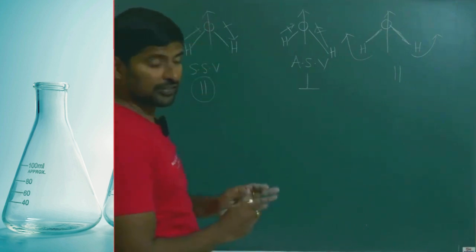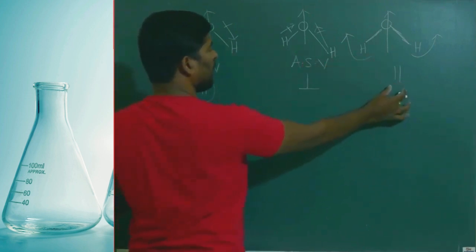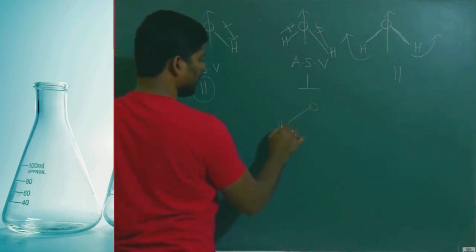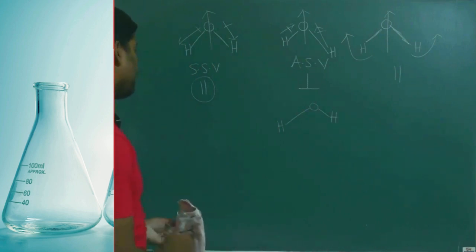Here, this is the principal axis we have. With respect to the principal axis, we have to rotate it. So same, we will get parallel vibration. Here also we will get the same parallel vibration. But here we cannot get the same; here we may get like this. So that is called perpendicular vibration.